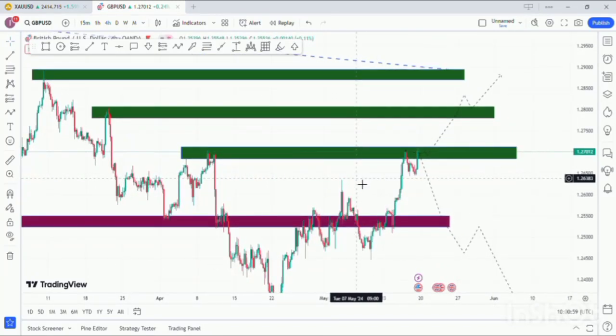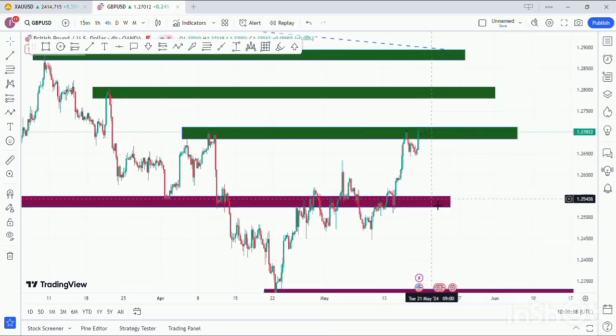So for GBPUSD on the 4-hour time frame, we're expecting price to respect this resistance zone and drop. So we're expecting a downward movement of price to either respect this zone or break out of the zone to this support zone.